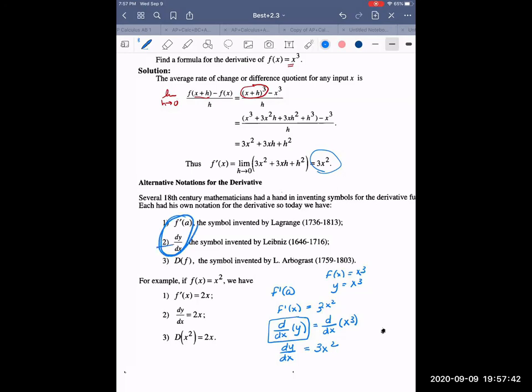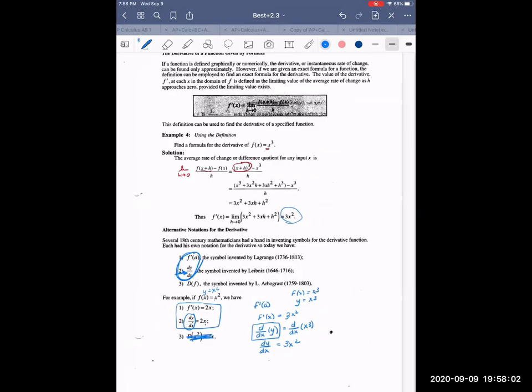Both of these notations we're going to use a lot. You're going to start seeing this one a lot more very shortly. And here's another example with the function x squared. Again, I could write this as y equals x squared. So on the left side, I say the derivative of the function y with respect to x is equal to 2x. All right, so that's just notation.